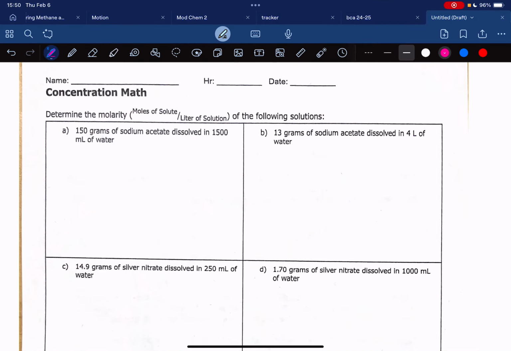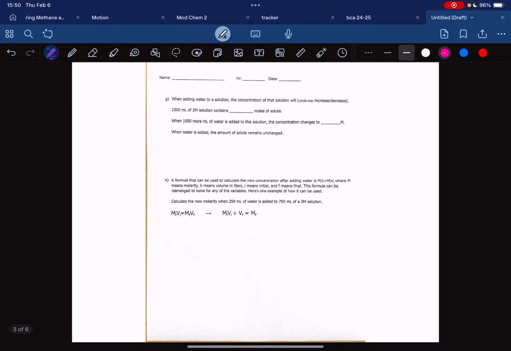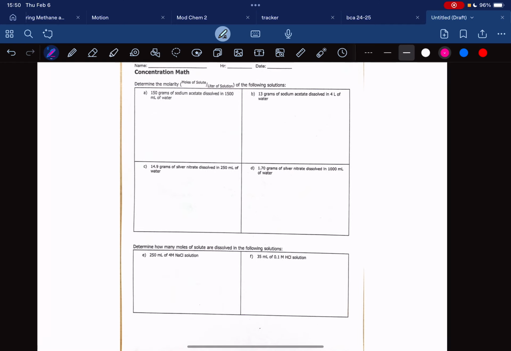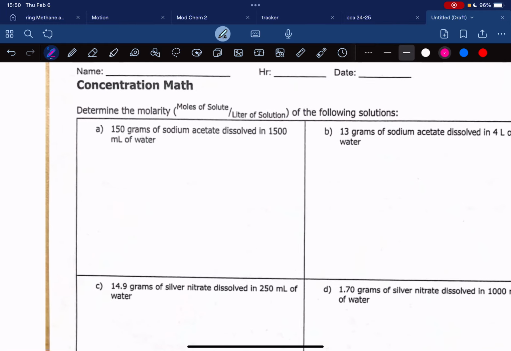Alright, so this is a quick video key for this worksheet, Concentration Math. You got this on Tuesday. If you didn't get this, then before watching this, why don't you take a screenshot of this or something, and then you can work these on paper before watching this video. I don't think you should watch this if you haven't attempted all the questions. Alright, well with that, I'll go ahead and get into this.